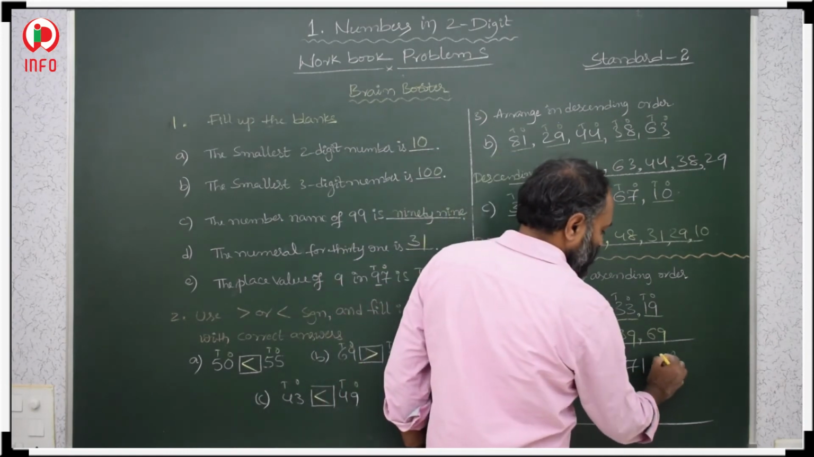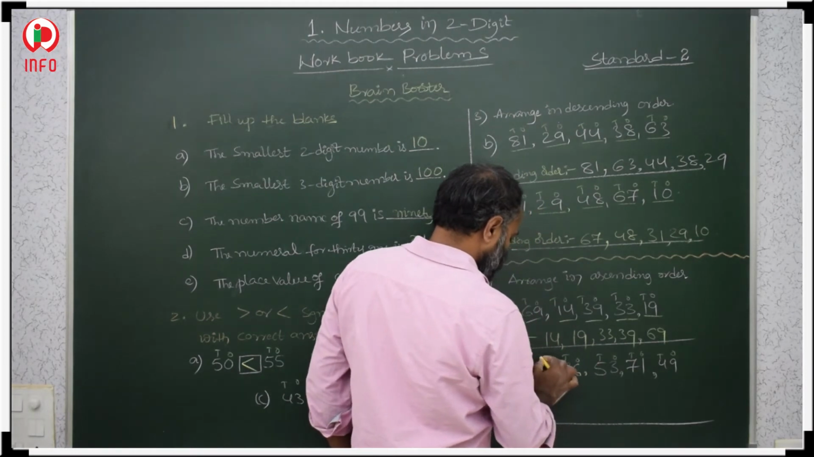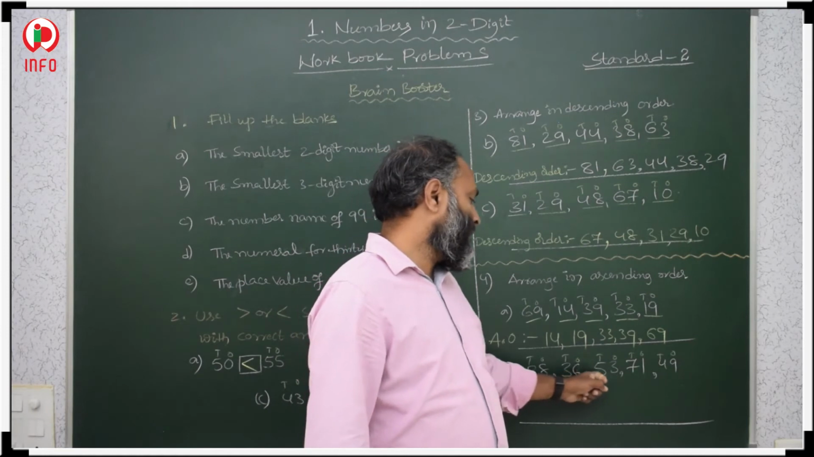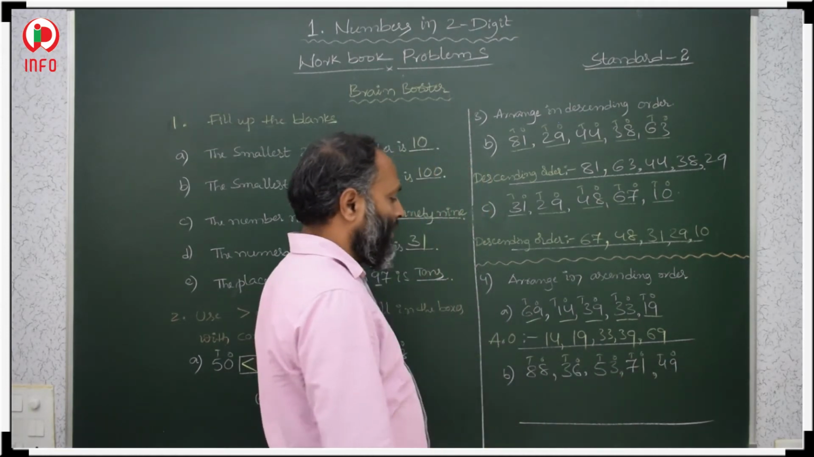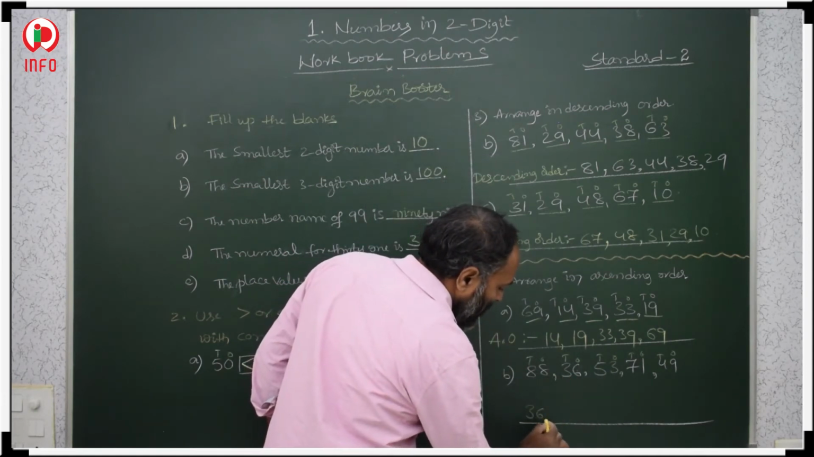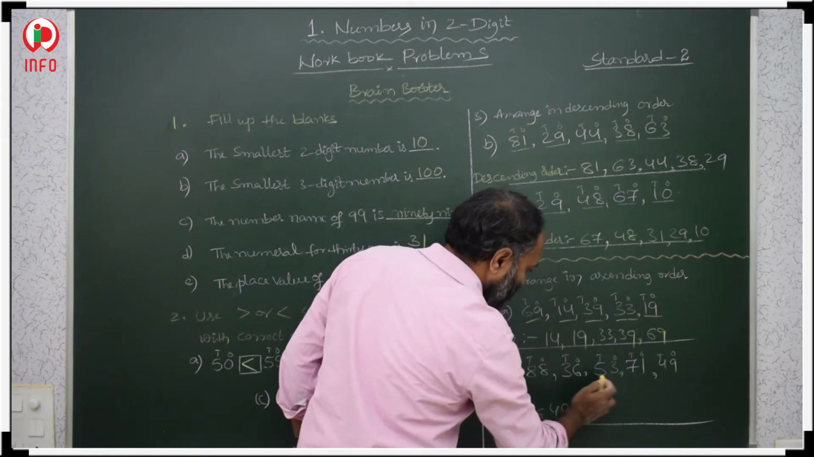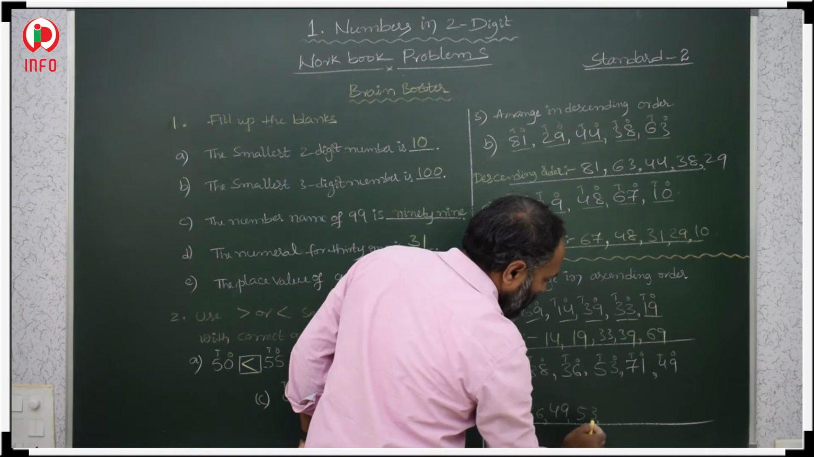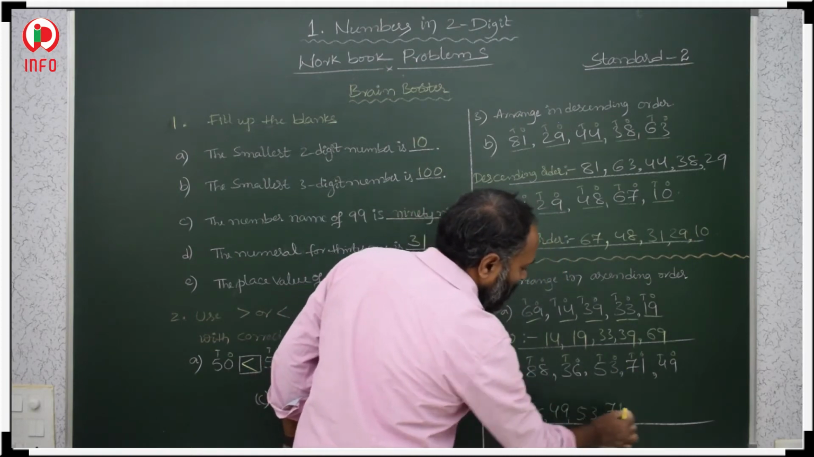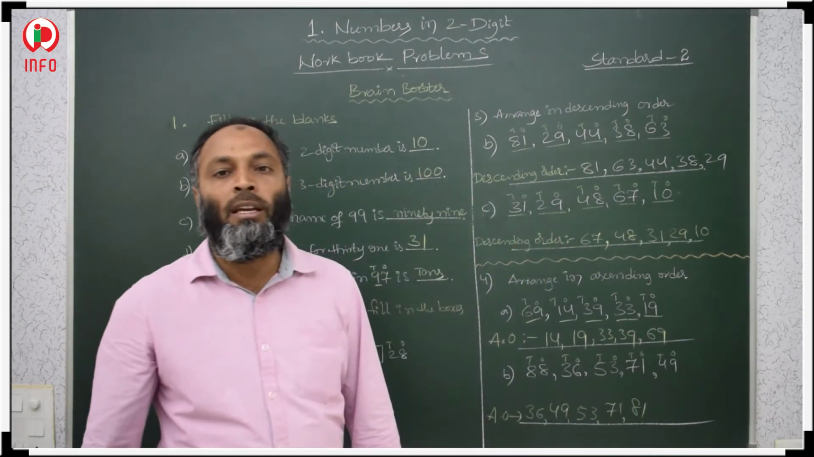In this also we write ones and tens. Now we compare tens places: 8, 3, 5, 7, 1. 3 is smaller, 36. Bigger than this is 4, 49. Bigger than 4 is 5, 53. Bigger than 5 is 7, 71. Then bigger than 7 is 8, 81. So it is in ascending order. Ascending order means increasing order.